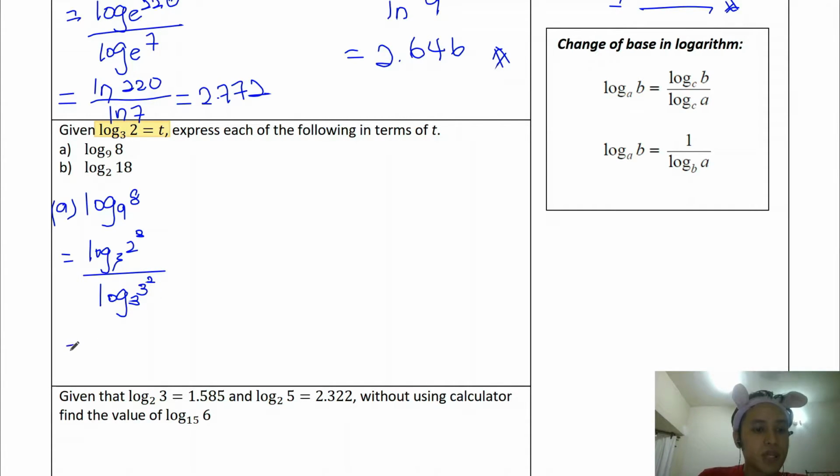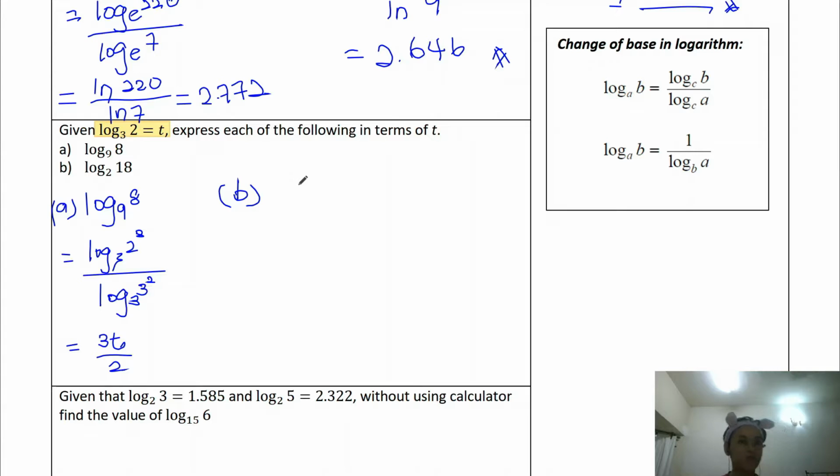Technically, the 3 will come in front, and log_3 2 is equal to t, so this will be 3t. Divided by 2, since the 2 will also come in front. So the answer here is 3t over 2. Basically, that is how you change the base number. Again, second question, b, log_2 18.